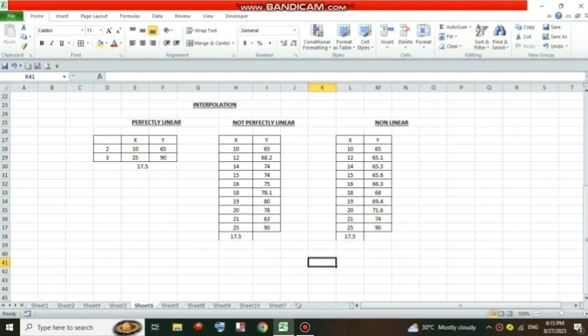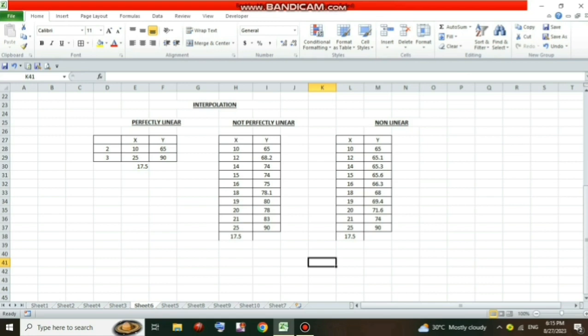Let me explain that with an example. Here you have three cases: perfectly linear, non-perfectly linear, and non-linear. Here there are x values and there are y values. Whenever x is 10, the y value is found to be 65, and whenever x is 25, the y value is 90.